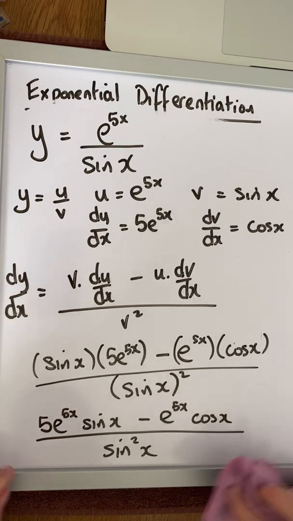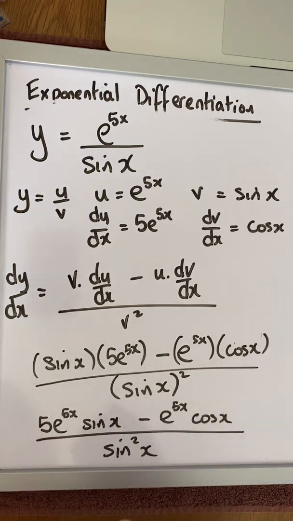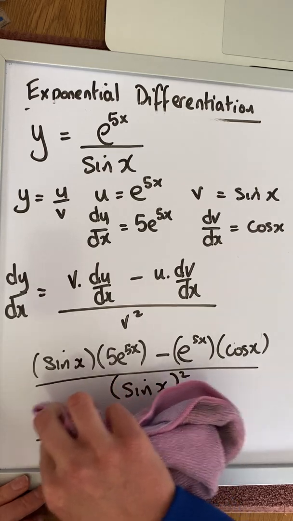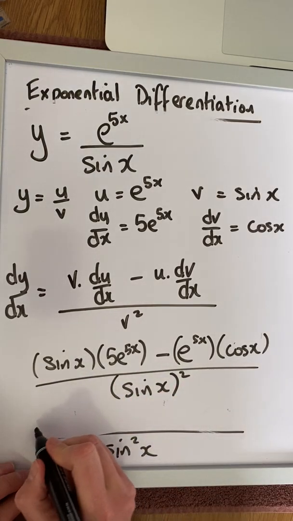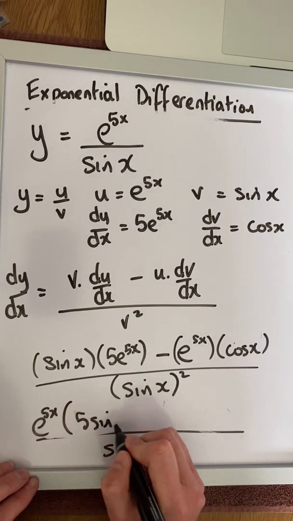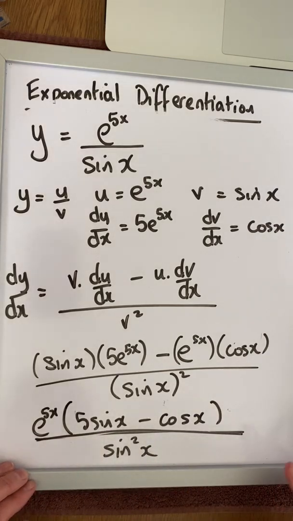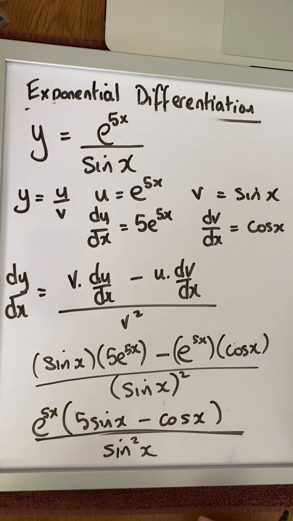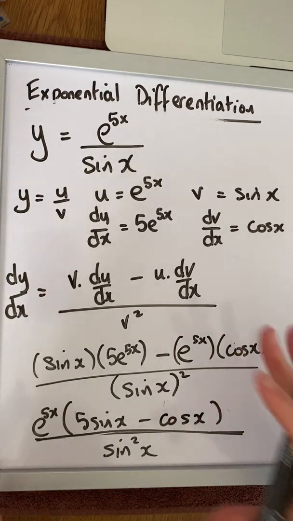Another thing we can do is factorize out the e to the power of 5x, so I can change my top line very slightly. Because e to the power of 5x is common to both, I can write e to the power of 5x by 5 sine x minus cos x. But that's all I can do in terms of simplifying that function. So that's a look at how to apply our basic exponential rules and how to bring the exponential rules into something like the quotient rule.